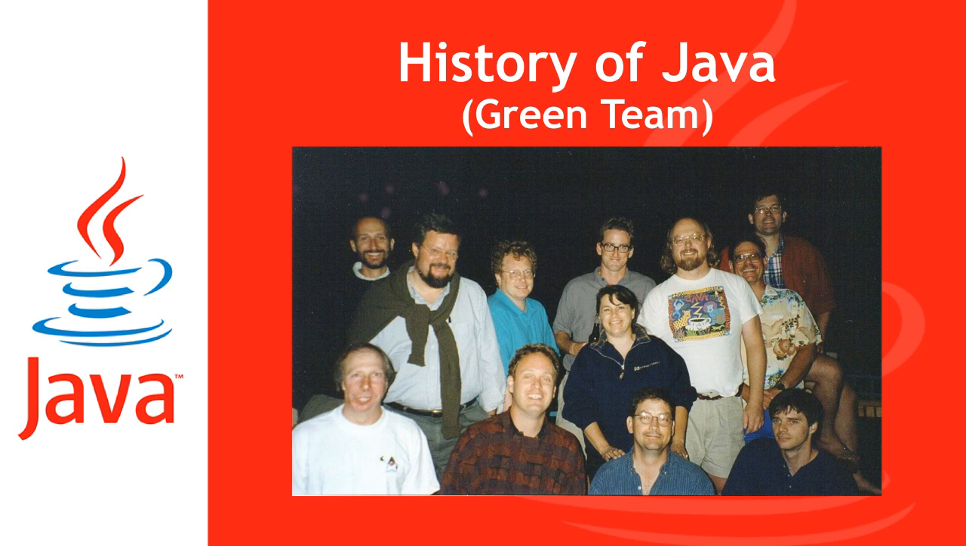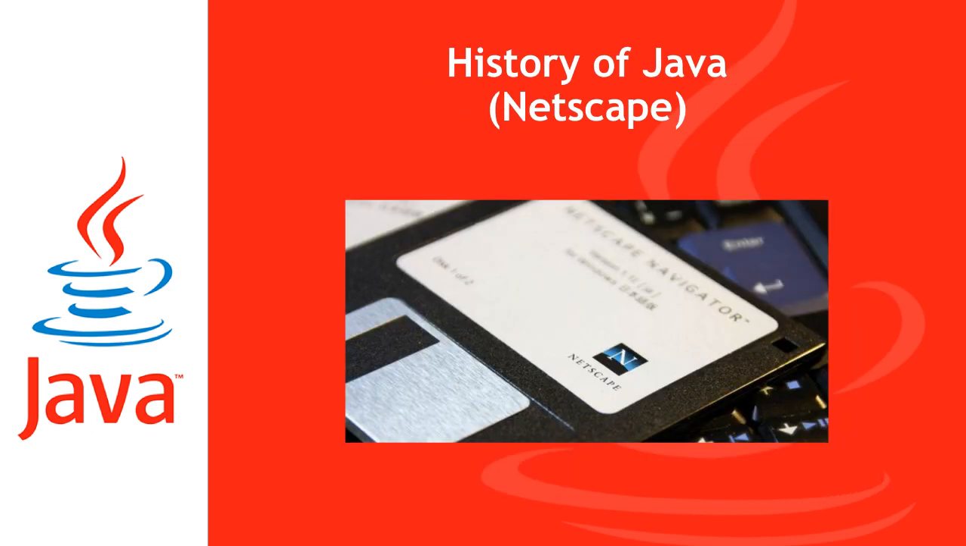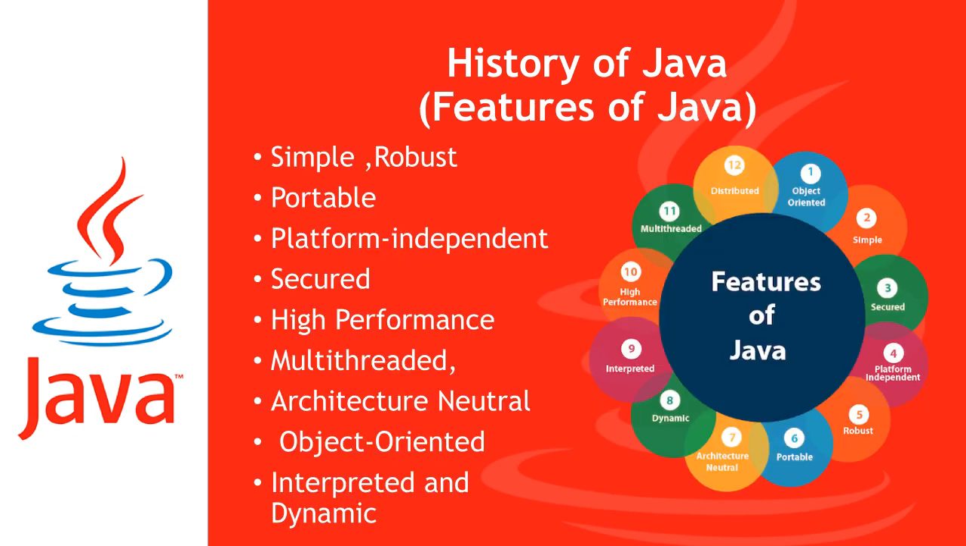Java team members, also known as Green Team, initiated this project to develop a language for digital devices such as set-top boxes, televisions, etc. However, it was suited for Internet programming. Later, Java technology was incorporated by Netscape. The principles for creating Java programming were simple, robust, portable, platform-independent, secured, high-performance, multi-threaded, architecture-neutral, object-oriented, interpreted, and dynamic.